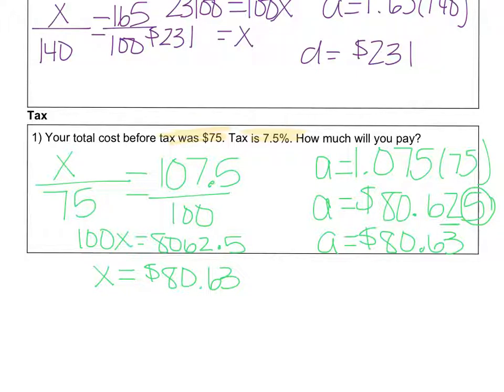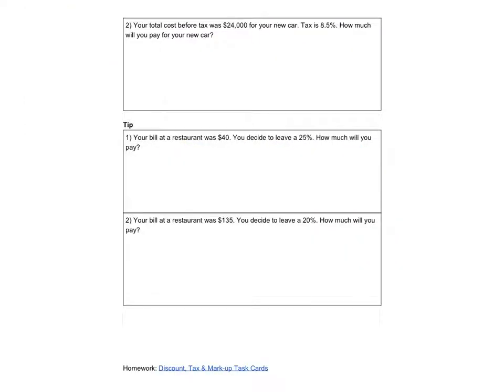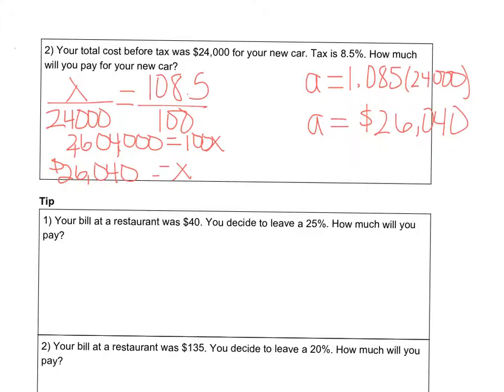Let's go ahead. You try the next one, and we'll get together and see if our answers are the same. Here you have it for number 2 on the tax portion. This is what we have. Your total with tax is $26,040. Okay, let's go ahead and try tip.